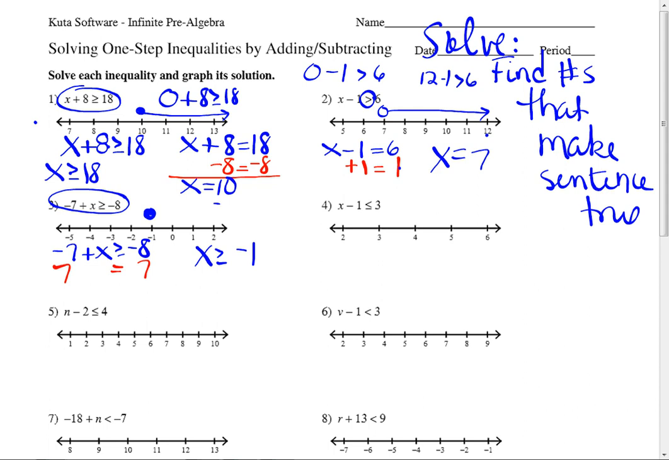So negative 7 plus 0, is that greater than or equal to negative 8? Now, before you answer, just think for a second. Is negative 7 bigger than negative 8? Yes. So 0 is true this time. So we will shade on the side with the 0.